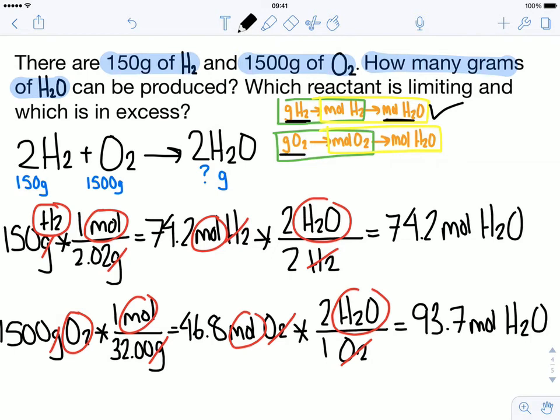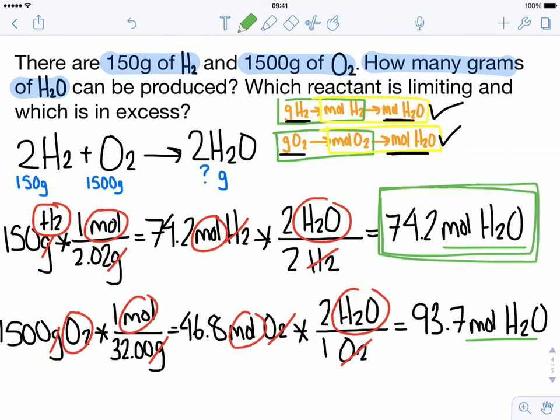So again, we started off with grams of O2, and we ended up with moles of O2, so we completed that second goal. Now we have the amount of our 2 reactants in the same unit. We have them both in moles in terms of moles of H2O, moles of water. So now we look at these 2 amounts of moles, and the smaller number is our limiting reactant. So out of these 2 numbers, 74.2 is the smaller number, meaning that is the maximum amount of moles of water that we can make.